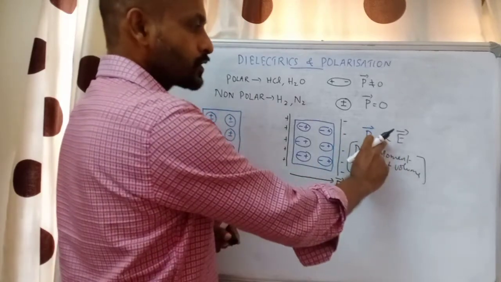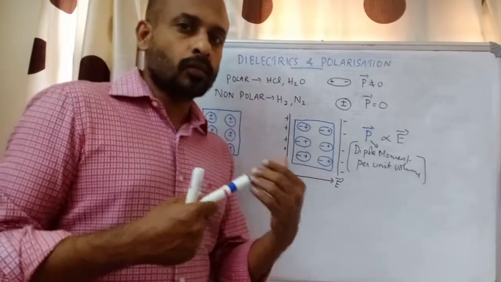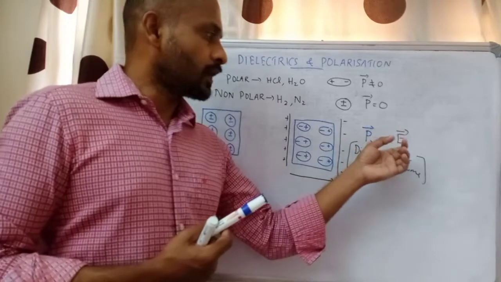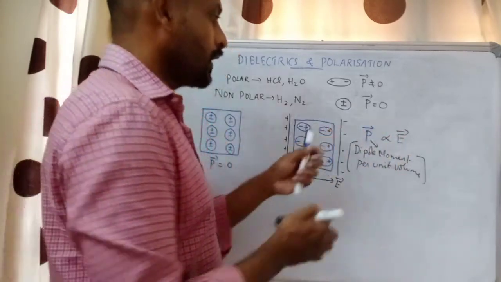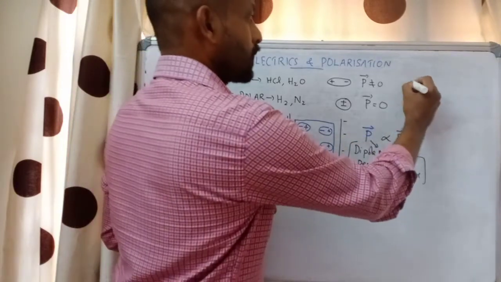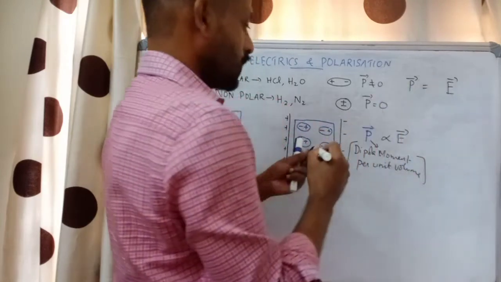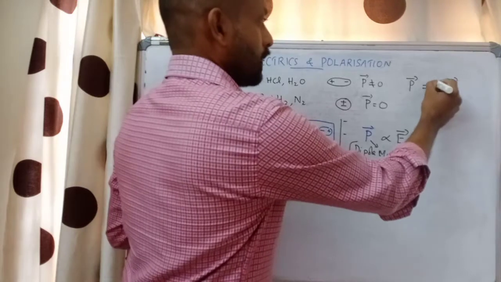So vector P proportional to vector E means when we increase the electric field, more and more dipoles will be produced, and the dipole moment also increases. And if we decrease the electric field, the dipole moment will be reduced. So they are directly proportional. Now we can introduce a constant here. We can write vector P is equal to a constant times E. That constant I substitute as chi.